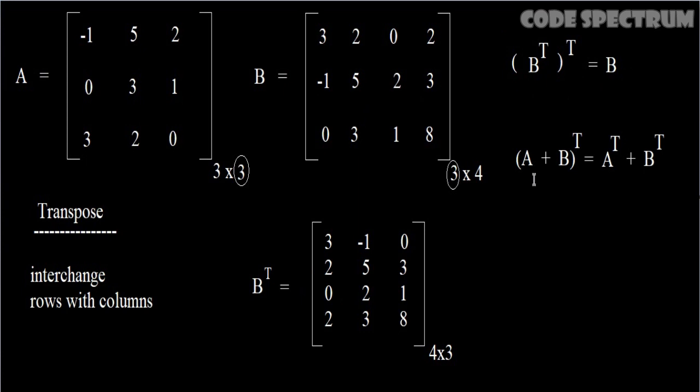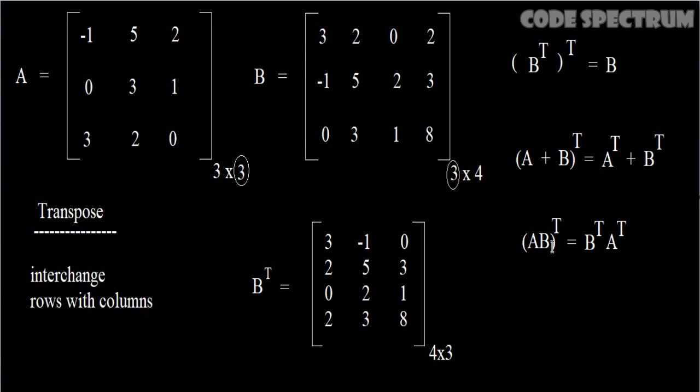The second property says that (A plus B) whole transpose gives you A transpose plus B transpose. And it is also obvious. You add two matrices and take the transpose, or you take the A matrix transpose and add it to B transpose, you get the same one. You can try with some examples. I will leave it for you.